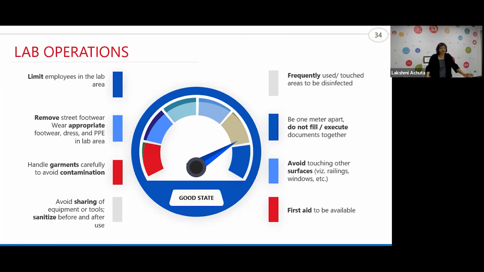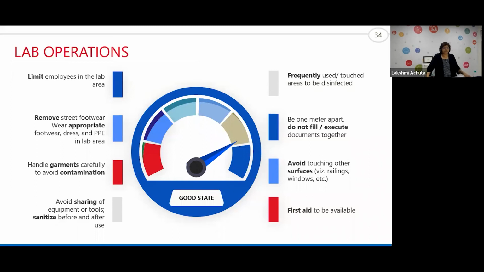It's very important that they avoid contamination. They need to restrict movement. They can't keep moving around in the same area because aerosols are produced and likely to carry the contamination level. Avoid sharing of equipment or tools. Sanitize before and after use. And frequently clean the areas that are used or touched, like the door handles especially, which are frequently touched.